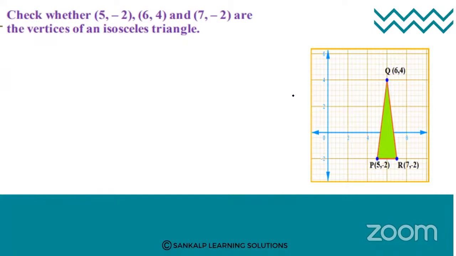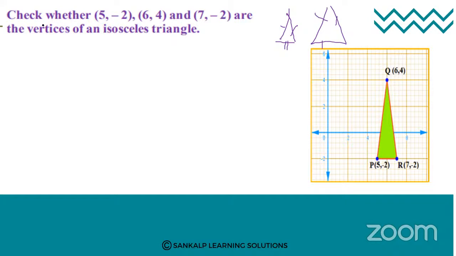Okay. Check whether (5, -2), (6, 4), (7, -2) are the vertices of an isosceles triangle. So if it is an isosceles triangle, then two sides are equal. When do you call it isosceles? If two sides are equal, it is isosceles, and the third side is not equal. If all three sides are equal, you call it equilateral. Then there is the scalene triangle.